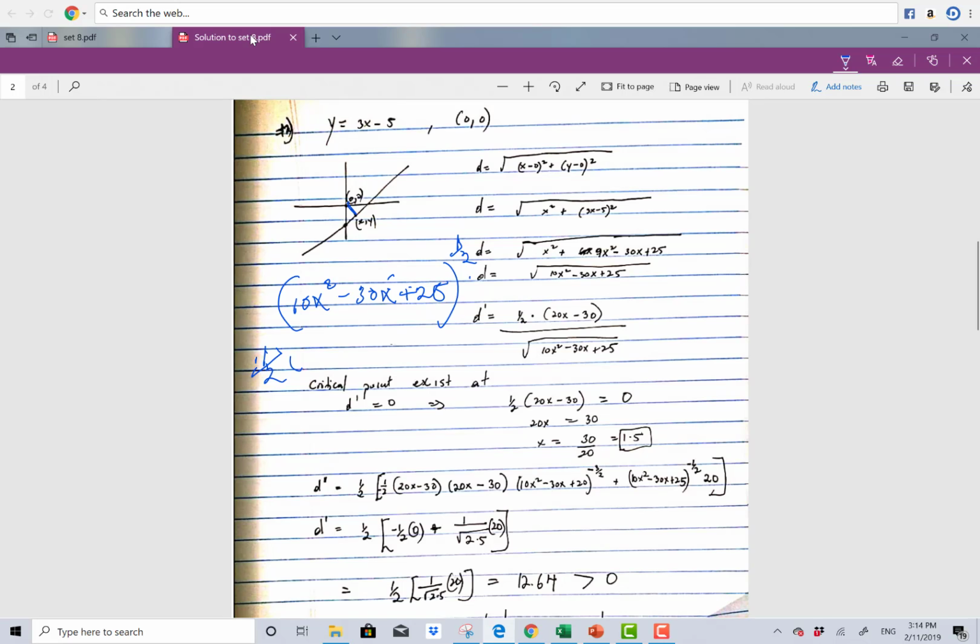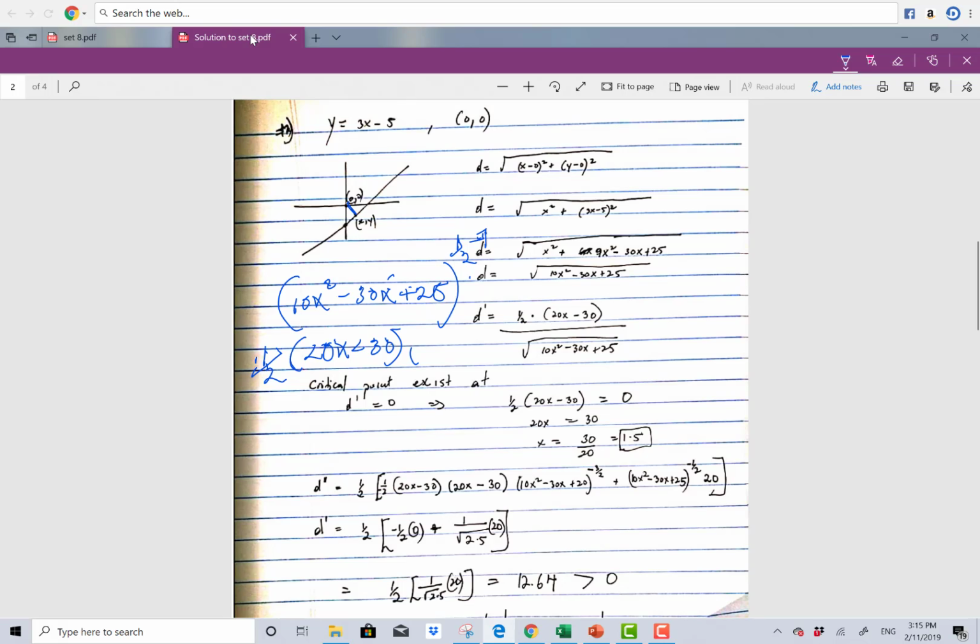Then I differentiate inside here, which gives me 20x minus 30. Then I have to subtract 1 from the exponent, so that's 10x squared minus 30x plus 25 to the power of a half minus 1, which gives me negative a half. Writing negative a half the other way, I put it in the denominator.